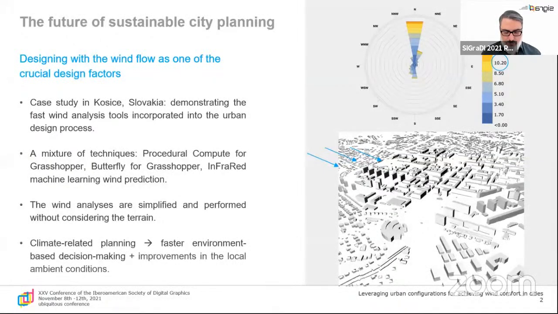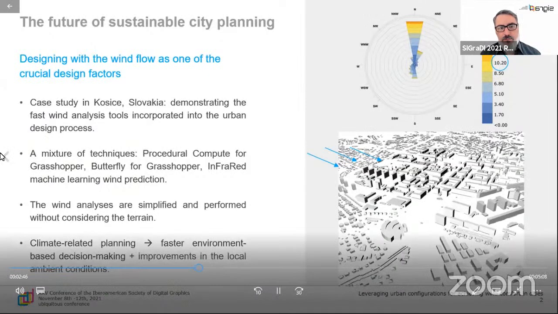Also, as is displayed in the bottom figure, we must use simplified and closed mesh geometry for testing. In the analysis, the input wind speed is 10 meters per second and the wind direction 0 degrees, representing northerly winds.